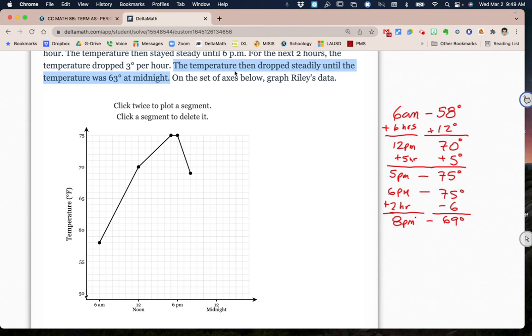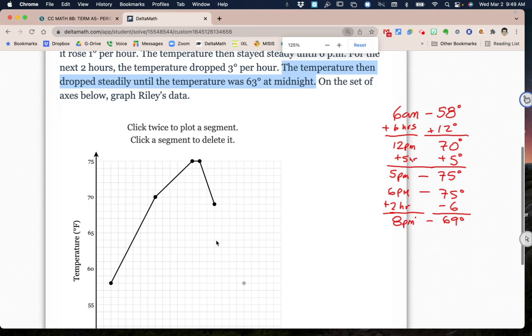That's not what I'm reading. The temperature dropped, so it's not going to stay at 69. It's going to drop until the temperature was 63 degrees. So let's find 63 degrees. 60, 61, 62, 63. And at midnight, it was 63 degrees. I think that's midnight.